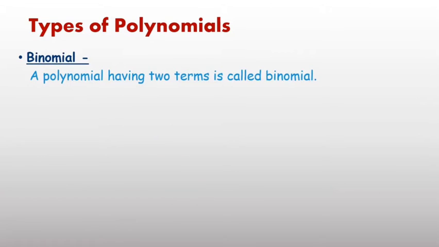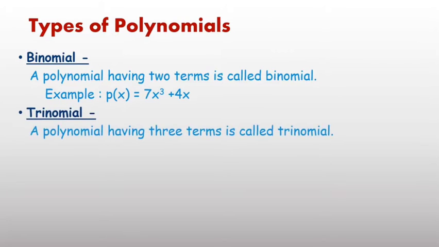Binomial, having 2 terms. Trinomial, if there are 3 terms, it is known as a trinomial. In the case of binomial and trinomial, there is no importance of degree. You only have to count the number of terms.